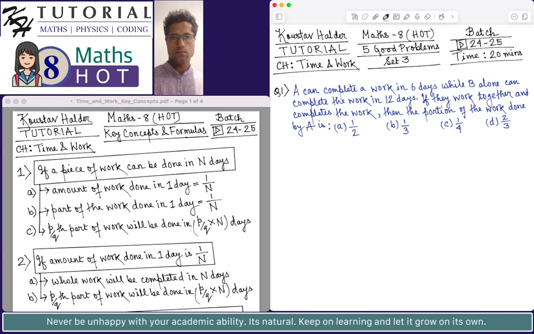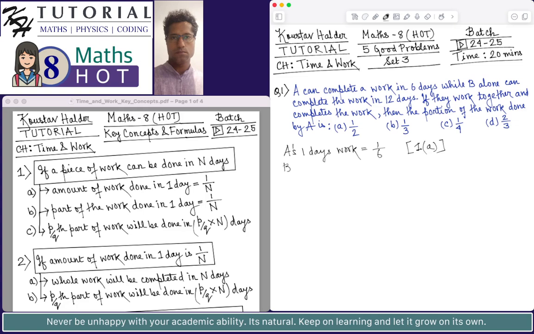So we can say that A's 1 day's work will be equal to 1 by 6. This is based on the concept that I've applied, 1A. This is concept 1A, that is, if a piece of work can be done in n days, then the amount of work done in 1 day is 1 by n. So A's 1 day's work is 1 by 6.